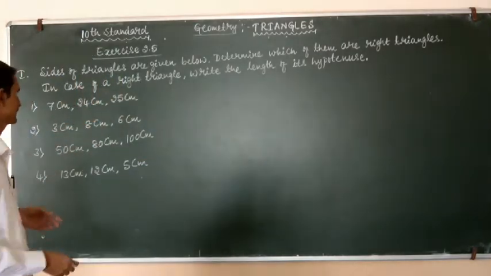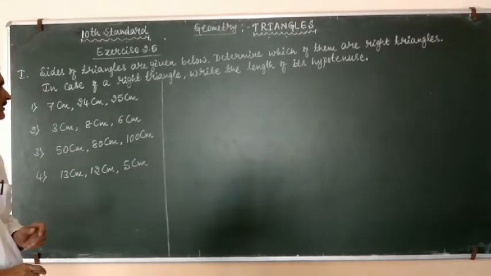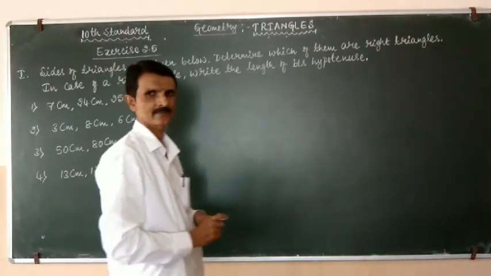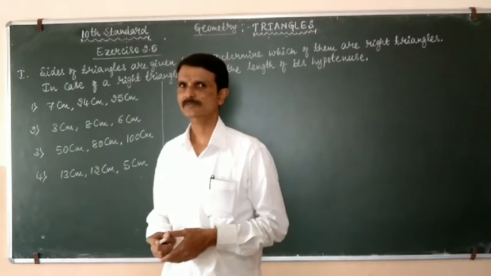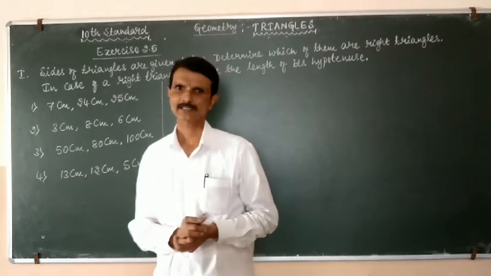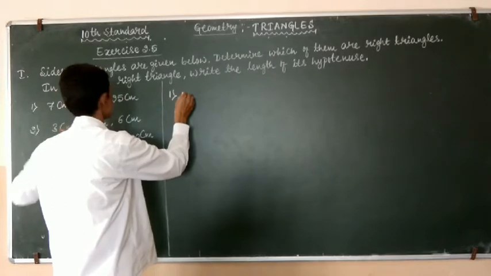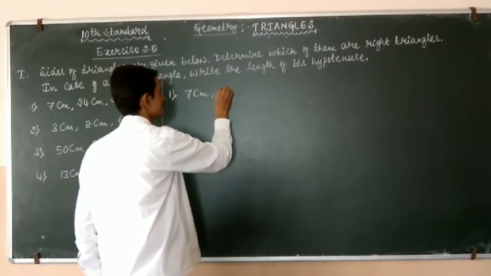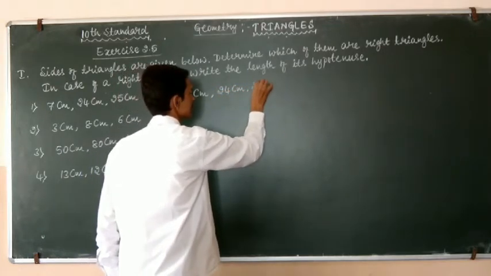So by observing the three sides of the triangle, if we apply the Pythagoras theorem, and it holds good for any one of the problems, then we can write it as a right angle triangle. Now we shall check one by one. So the first one is 7 centimeter, 24 centimeter, 25 centimeter.